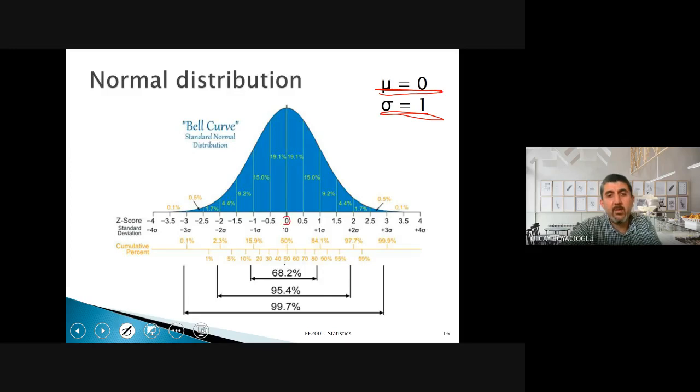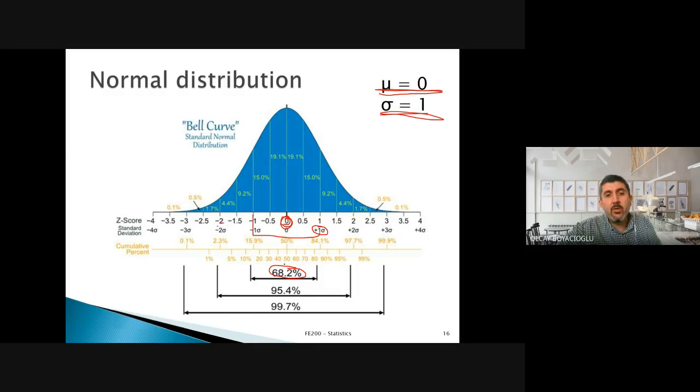Okay? Here is our mean value, 0. So what does standard deviation mean in that case? If you go one standard deviation to the right and one standard deviation to the left of the mean value, that area includes 68.2% of the entire data points. Okay, this is always correct. This is always stable. It doesn't change. This is a constant value.